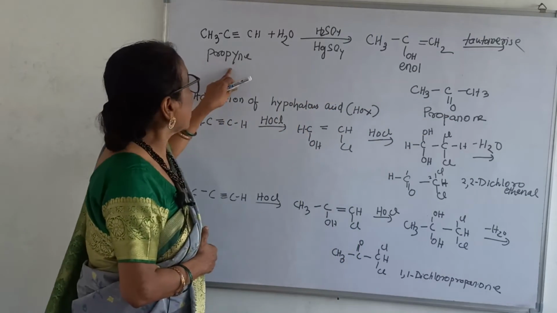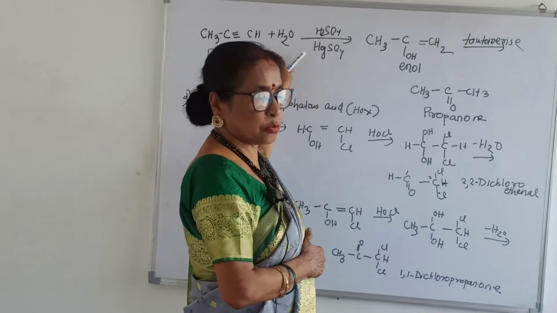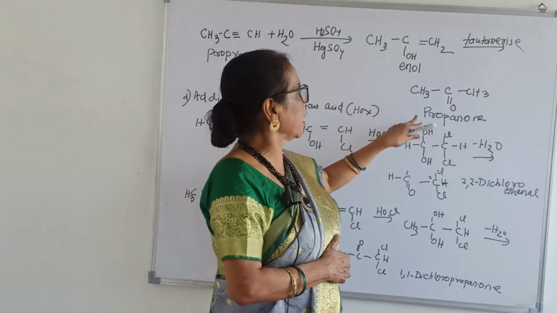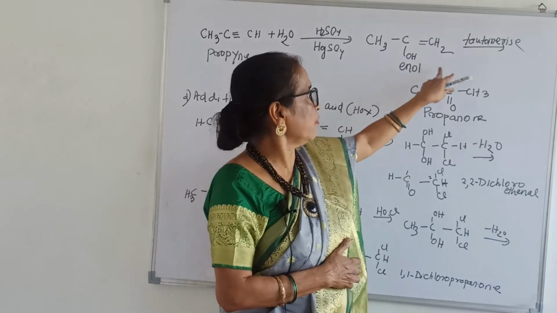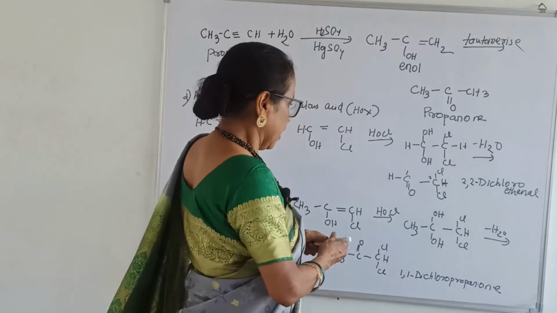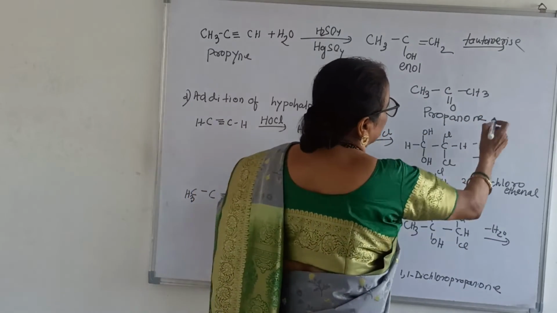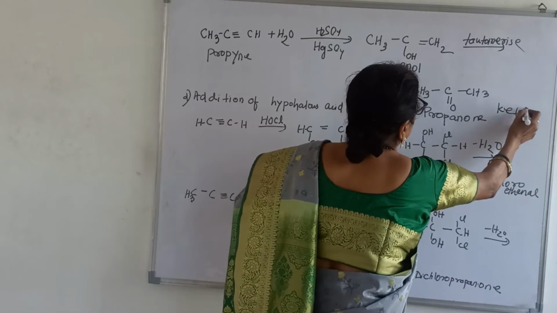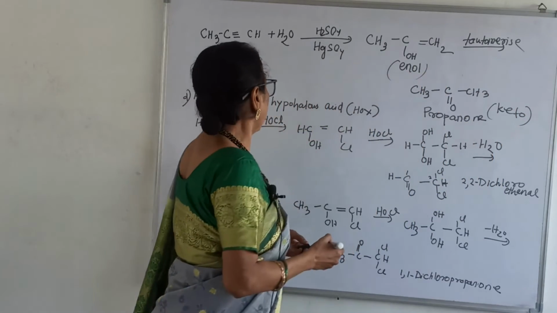Again see, propyne when treated with water, what happened? It gives propanone. This is the enol form and this is the keto form. Here the keto form is the important one, so this is the keto form, and this is the enol form.